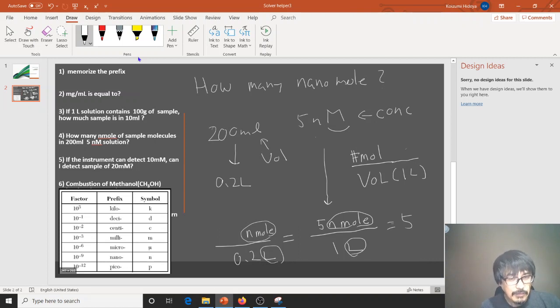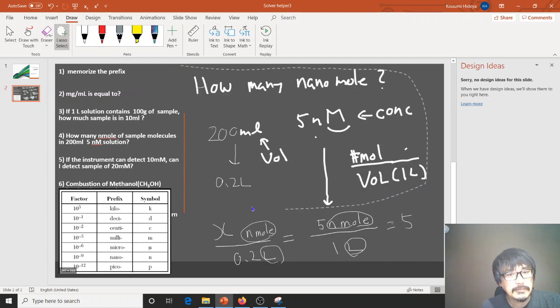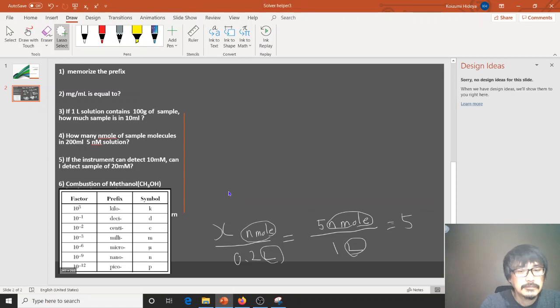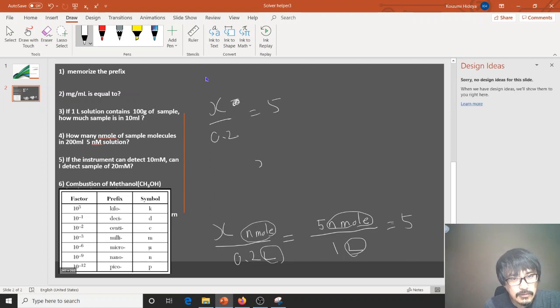If you multiply both sides by 0.2 right here. So I'm gonna put the x, right? x divided by 0.2 is equal to 5, right? So what's x? x is equal to 5 times 0.2, which is equal to 1, right? So x is actually 1 right here.